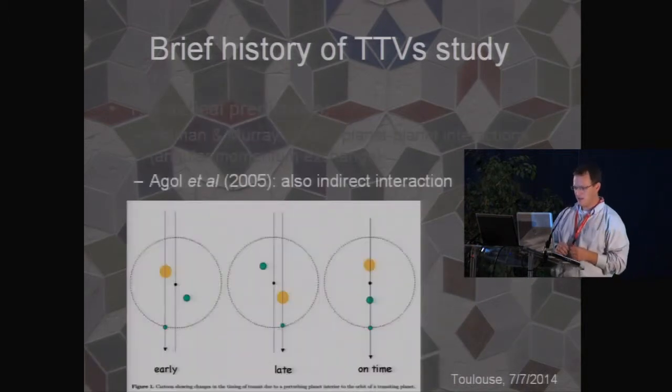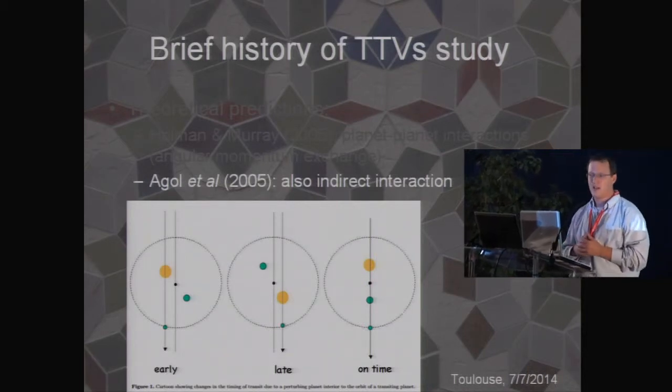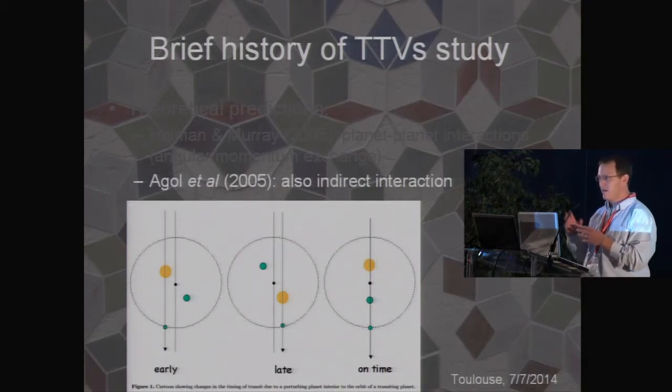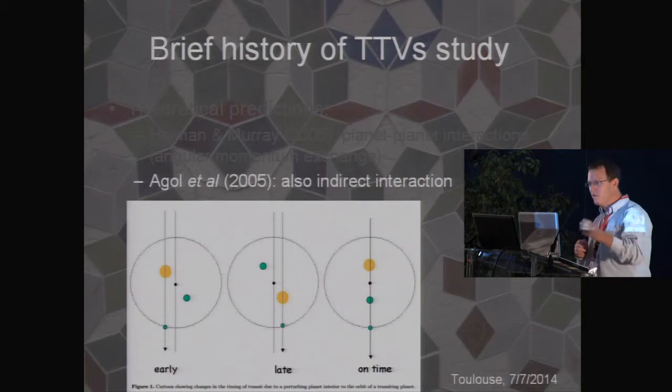Another work that was done in this year was by Agol et al. That also included indirect interaction, or indirect TTVs, meaning that the TTVs are caused by the transit of the star, but because the star moves around the barycenter with the other planet, you see TTVs. So this is indirect TTVs.